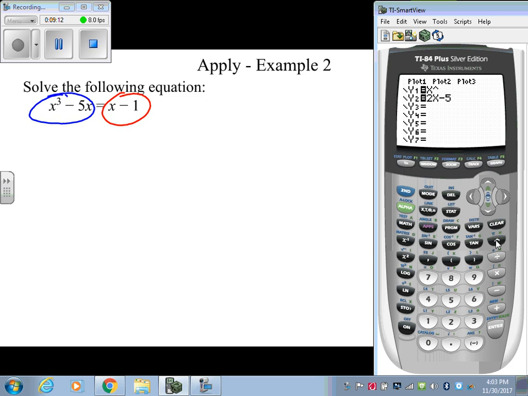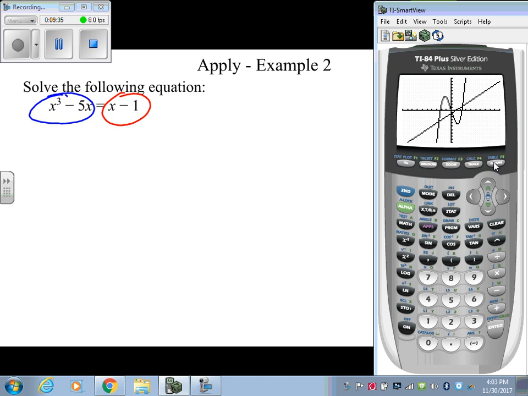So that was x to the third power minus 5x. And then I'm going to go to my second equation, clear out what I had in, and just type x minus 1. So once again, I've put the left-hand side of the equation for my first y and the right-hand side of my equation for the second y. Now I'm going to hit the graph key.